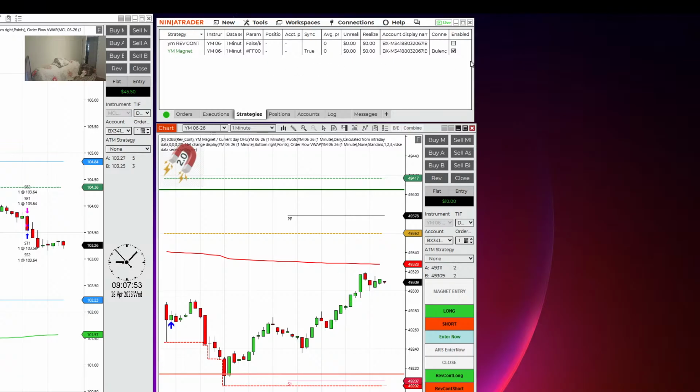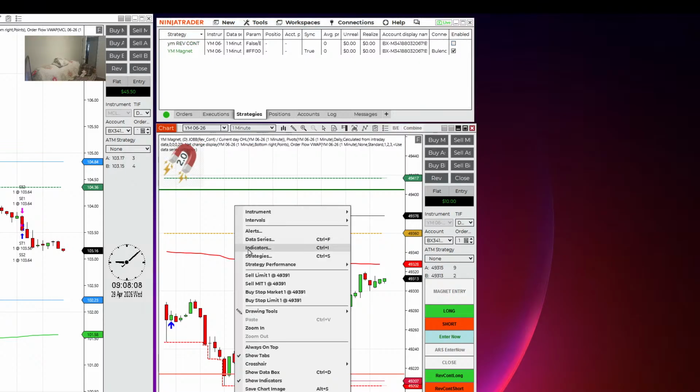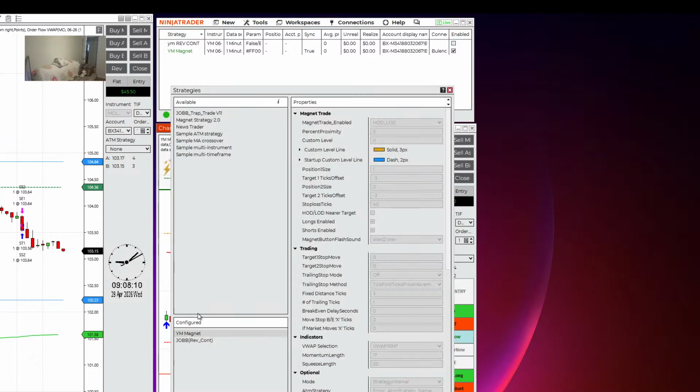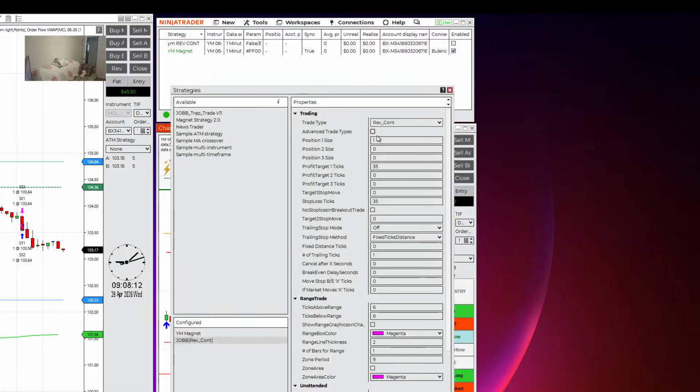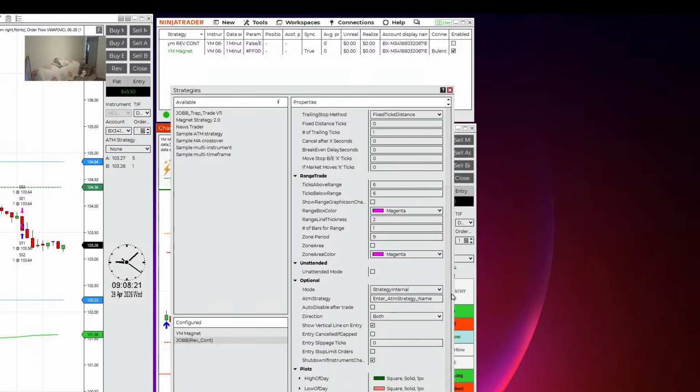So we have a magnet and we also have our reverse continue setup. So if I wanted to take a scalp trade, I could take a scalp, instant long or short. Remember, I set up that reversal trade. I can look at it by clicking strategies, highlighting the reversal trade. We had a one position, 35 tick target, 35 tick stop. That's my scalp if I want to scalp.